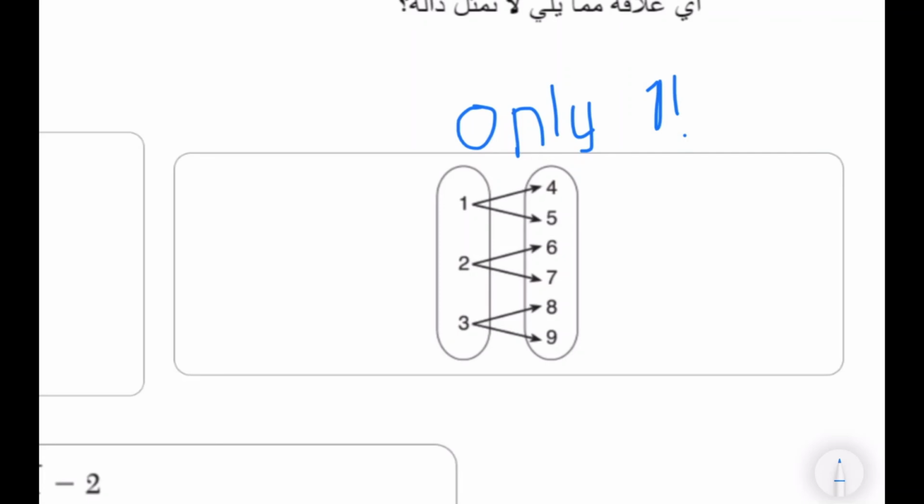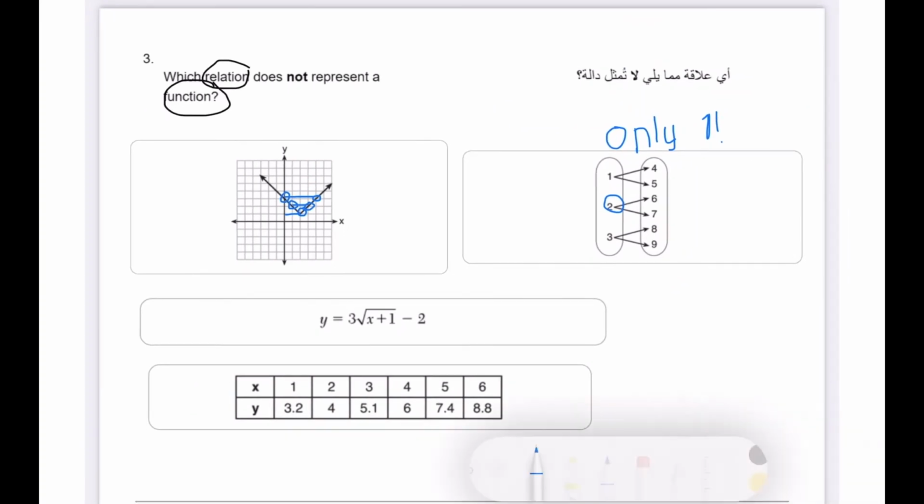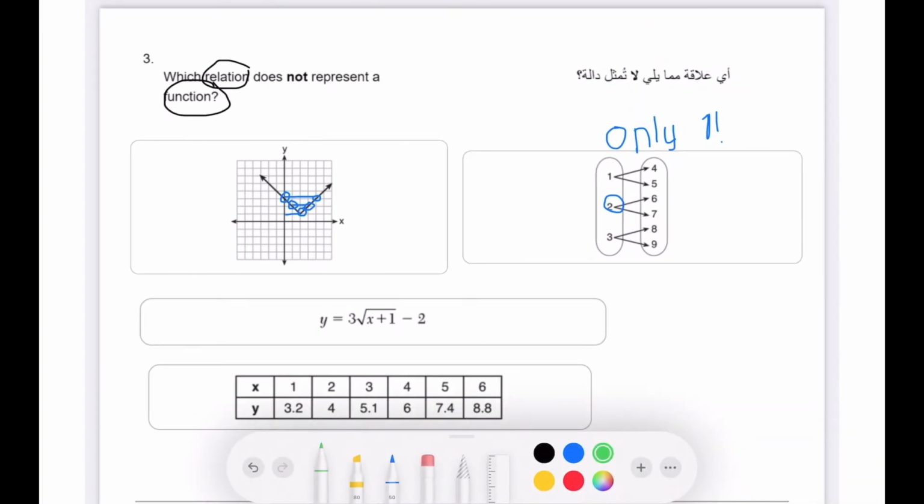Let's move on to number 2 here. Number 2 corresponds to 6 and 7. If you want to make this a function, then it would only correspond to 6 or only correspond to 7. So this is the right answer, because here they're asking which relation does not represent a function. And this is the right answer.